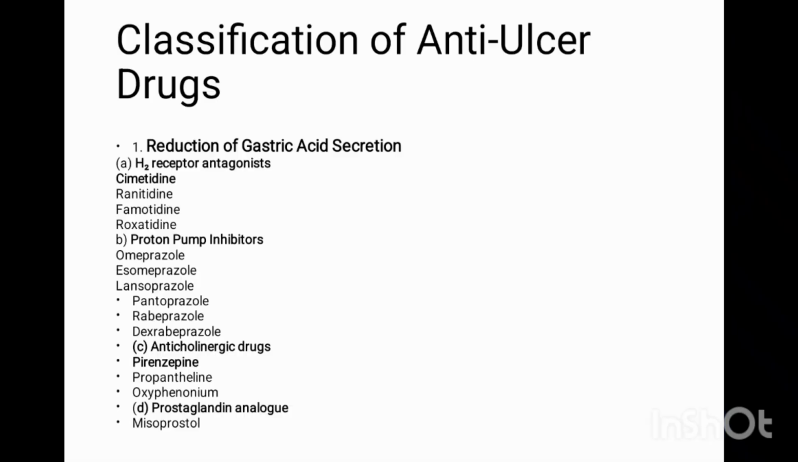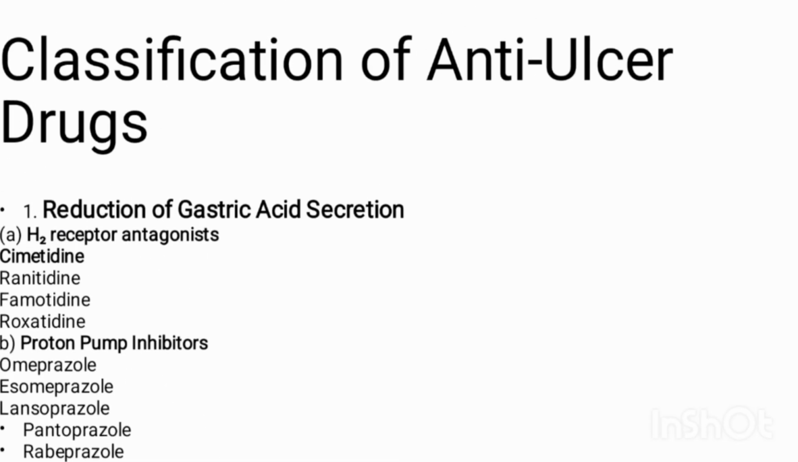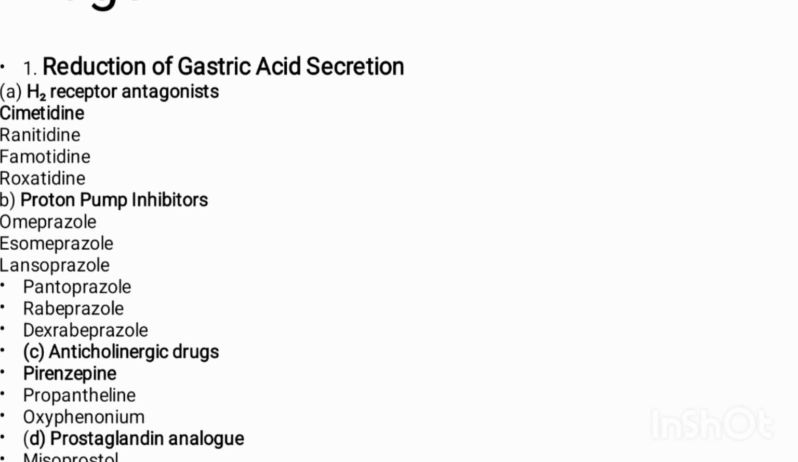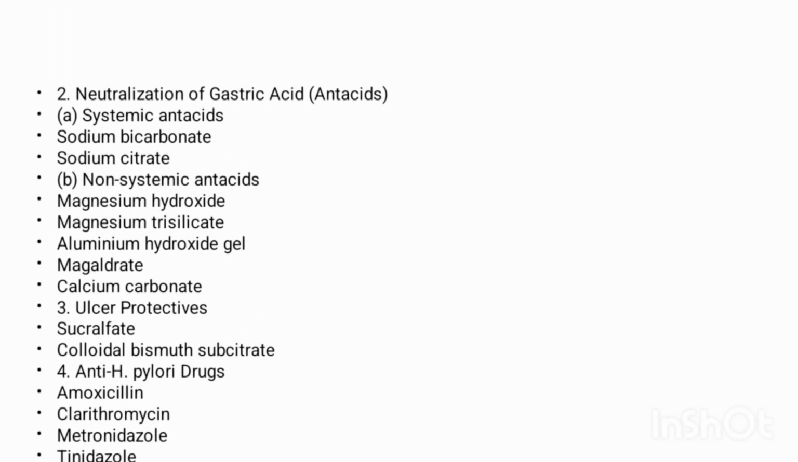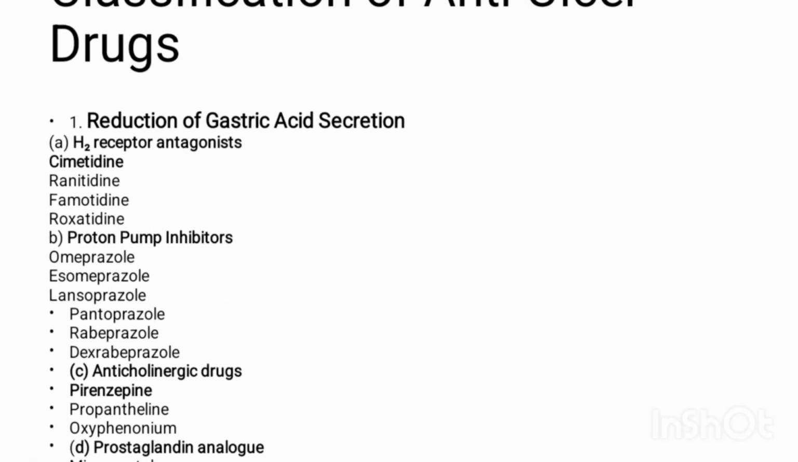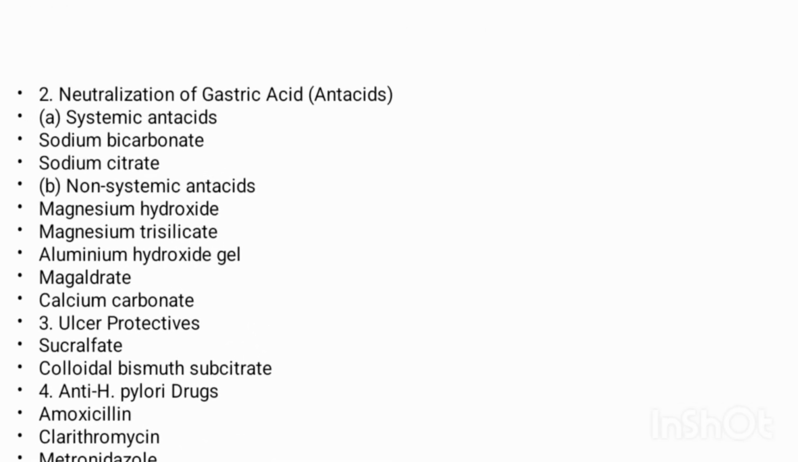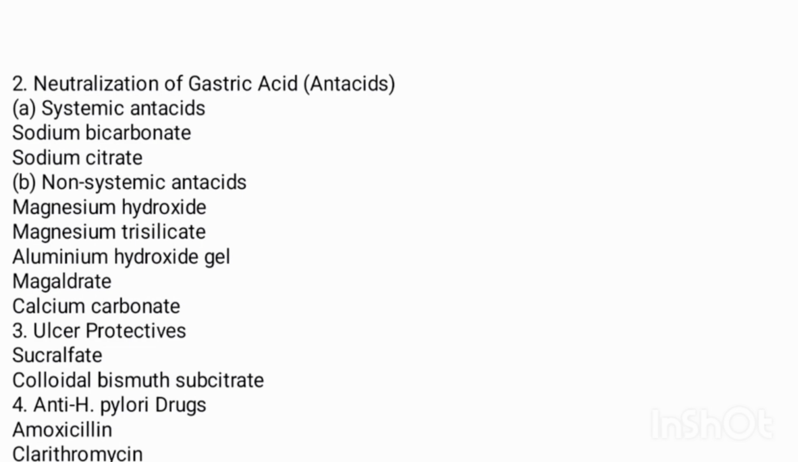So let's see the drugs used for peptic ulcer. What is the first category of drugs? H2 blockers, and the second category is proton pump blockers. Third are anticholinergics, and fourth are prostaglandin analogs. The first ones act through the reduction of gastric acid secretion, and the next ones act by neutralizing the gastric acid, nothing but antacids. These antacids are of two types again. Some may absorb into the bloodstream, some may not. So they are classified into two types, systemic and non-systemic.